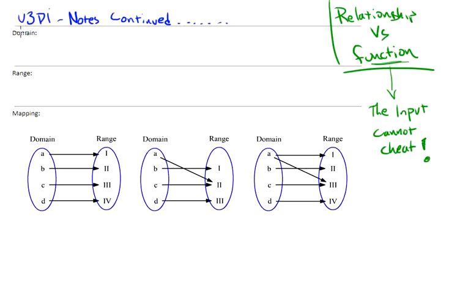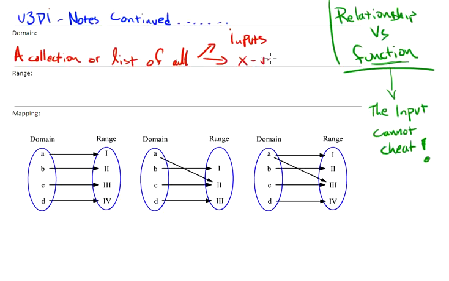Now let's jump really quick into our domain. Actually, we did talk about domain for a quick second last video. So a domain is just a collection or list of all what? All inputs, and inputs are usually x values. Okay, so our domain is going to be a collection of all inputs or x values. Now our range is going to be the same exact thing, but with outputs and y values.